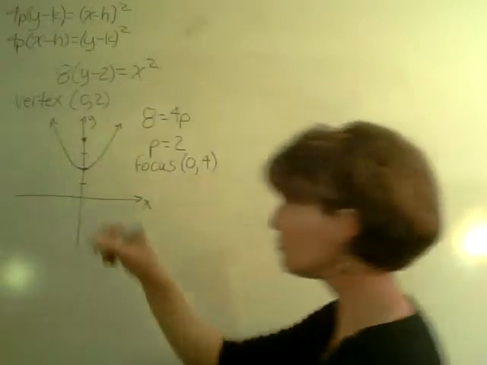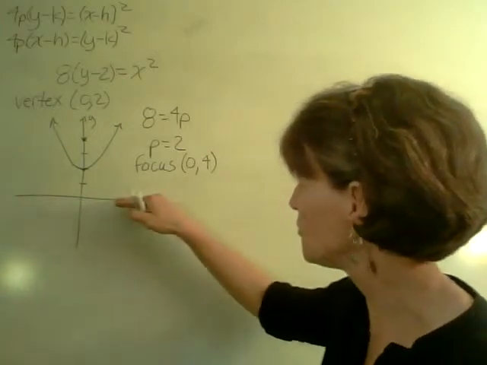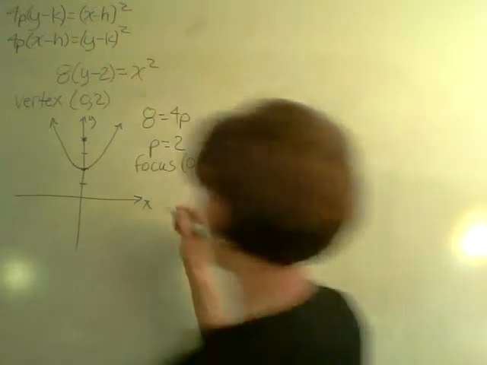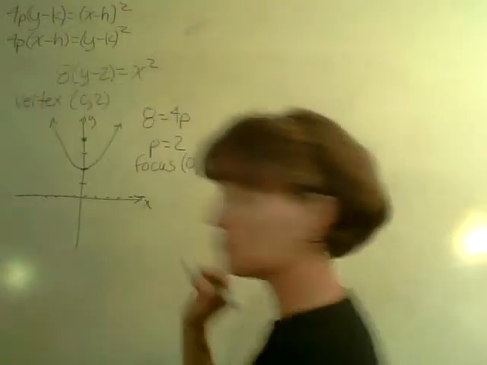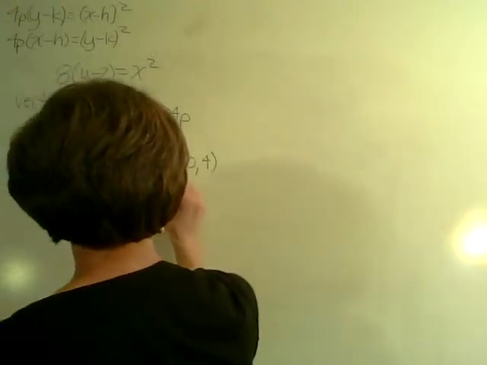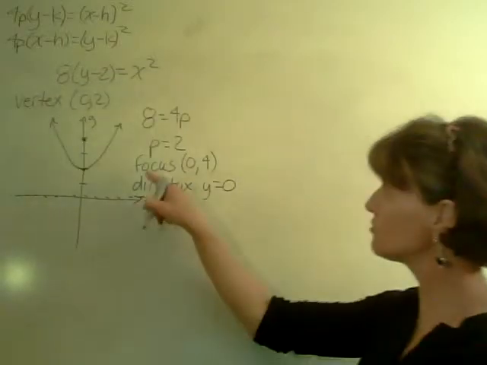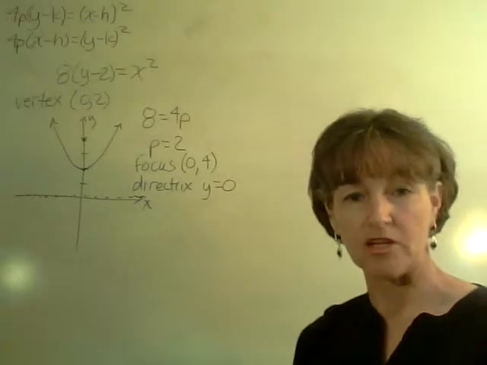Remember, your focus is a point. And my directrix is the horizontal line on the outside that is 2 units away from the vertex. In this case, my directrix is actually going to be my x-axis, and the equation for the x-axis is y equals 0. So here's my focus, my directrix, and my vertex. We got all of that from that equation.